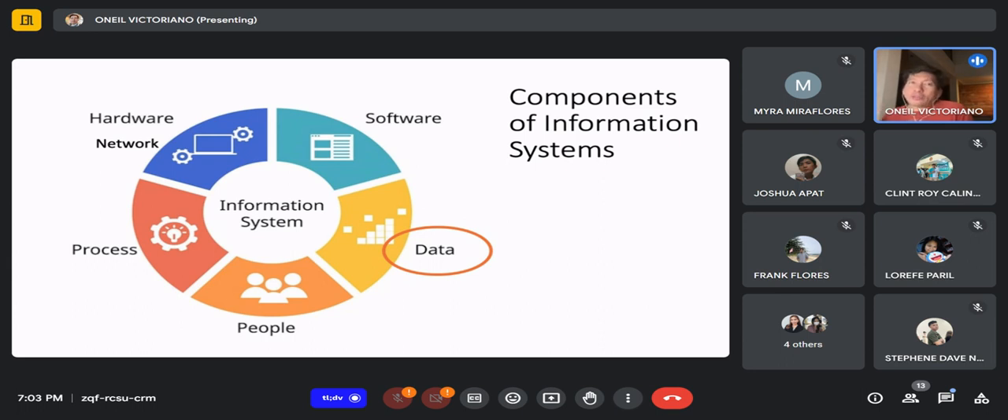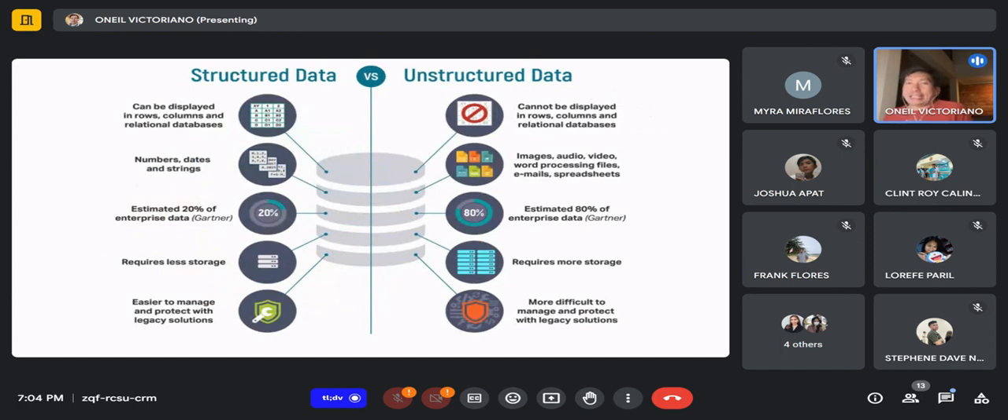And we start doing the data by having different kinds of data. So, what are different kinds of data? These are two main examples of types of data. So we have structured and unstructured. When you say structured, we can display it with columns and rows and relational databases.